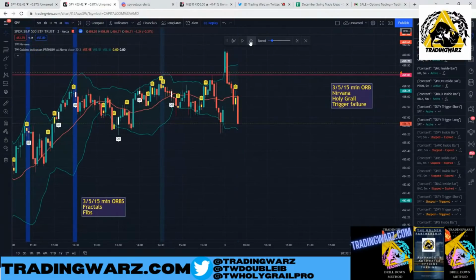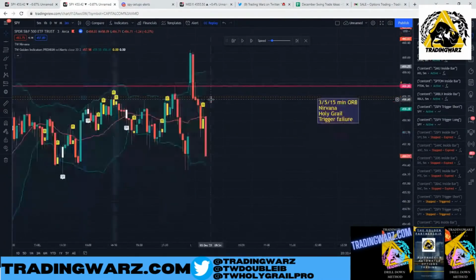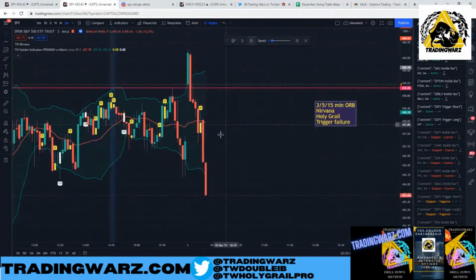So we fill the gap. Right there is where I'm pretty much out for the majority. I always leave a runner on just to have the chance to win big, you know, and to deal with FOMO, right? We also had this inside bar, which was a great setup there. And that one also was a big winner.